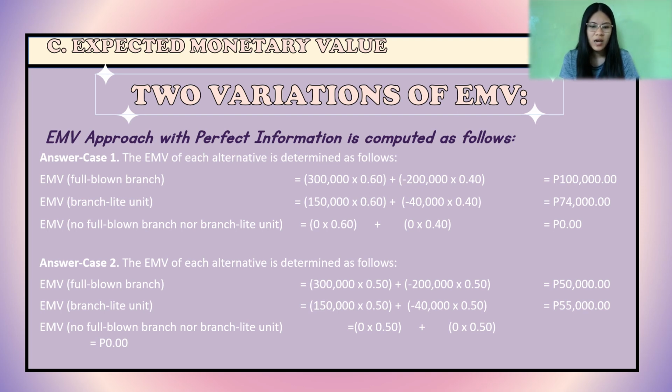Ito lang tayo sa expected monetary value branch light unit, ganun din. Favorable na 150,000 times 50% plus unfavorable na negative 40,000 times 50% is equal to 55,000 pesos. Then the last one is expected monetary value, no full-blown branch nor branch light unit. Then 0 times 50% plus 0 times 50% is 0. Then it equals 0.